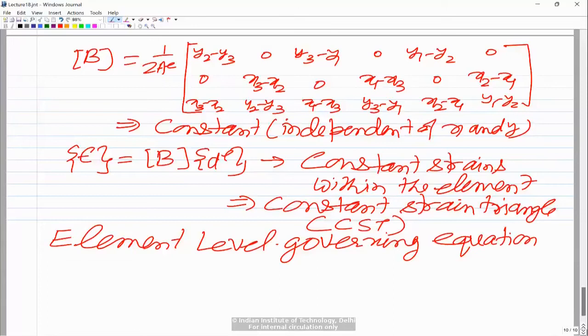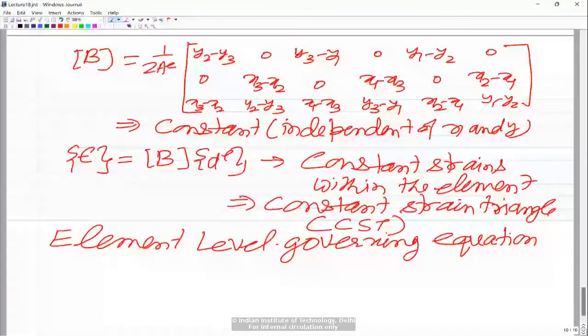We are doing the same thing. We first look at the displacements, then the strains, then the stress strain relation, and then we look at either the differential equation, weak form, integral functional, or directly the total potential energy functional. Then we assume the approximate solution, substitute in the integral functional, and get the element level governing equation.